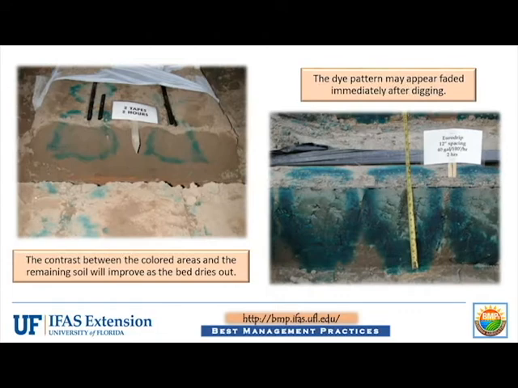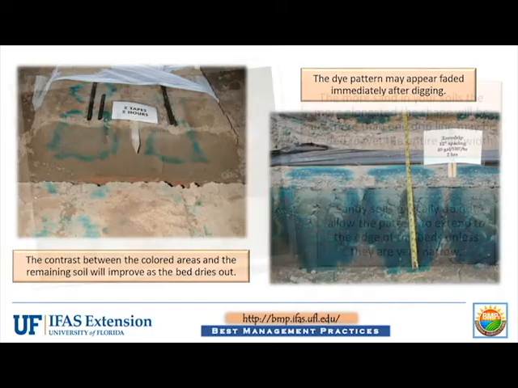After the dye test, sections of soil should be carefully dug from each drip tape and each operating time. Each dye pattern will appear as a blue ring below each emitter. The dye pattern may appear faded immediately after digging. However, the contrast between the colored area and the remaining soil will improve as the bed dries out. When dye is injected during the entire test, all the wetted area is colored blue.